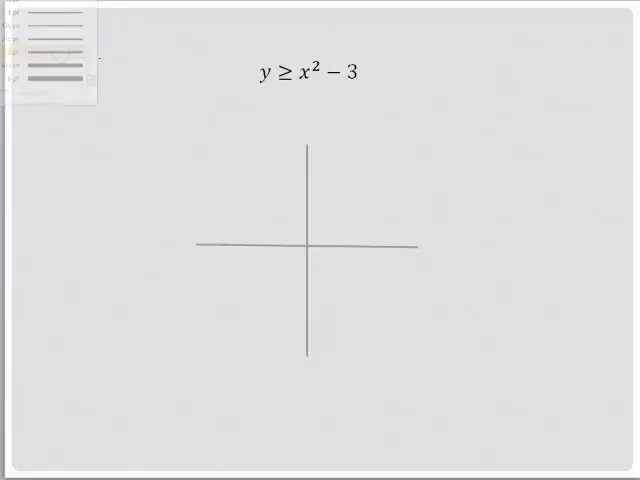Okay. Now we've got it in terms of y. However, we've got an x squared. Anybody remember what the graph looks like of x squared? It's a parabola. Right. Let's make a little chart this time. We don't have to change it into y equals.